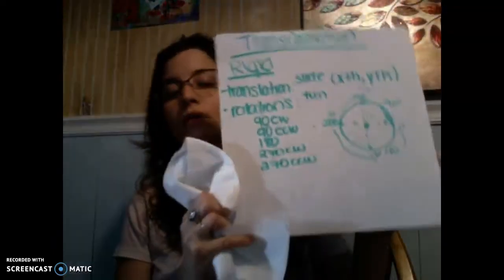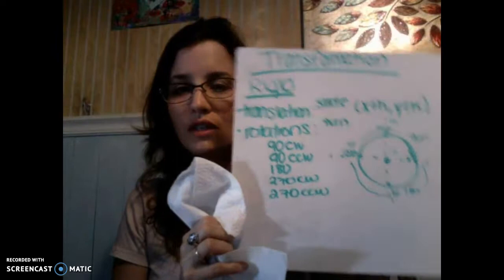Okay? So now moving on to reflections. So here's what we know about our rotations. We know our translations, translation slides, rotation turns. All of those are types of rigid transformations. Transformations are just changes, right? Transformers, they change. That's where the word comes from.